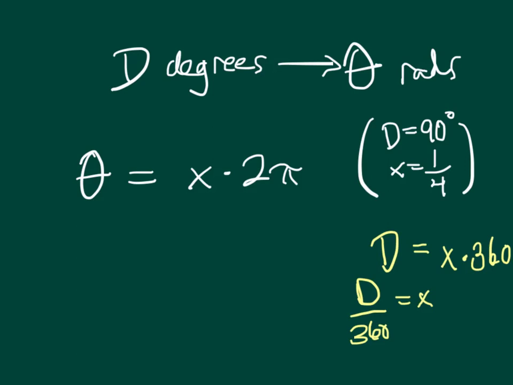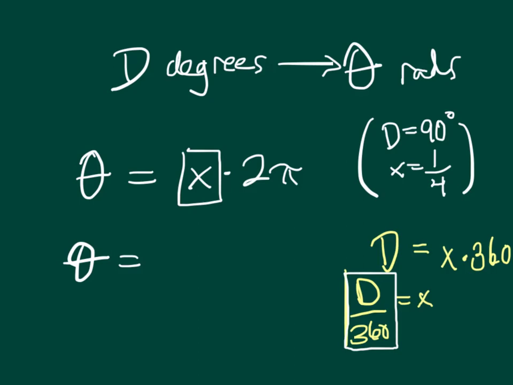This guy, oh, I should change my marker color. It's ready to join with the other formula. Right, so I need to take x, identify that these two things are equal, and substitute. So theta equals d over 360 times 2 pi. Okay, and now I have it.